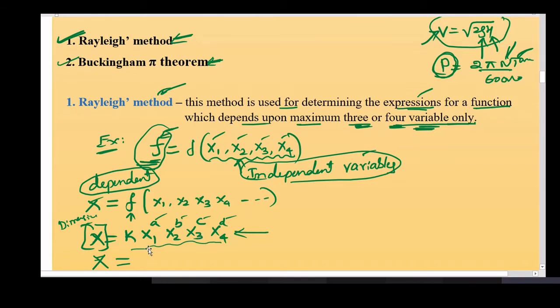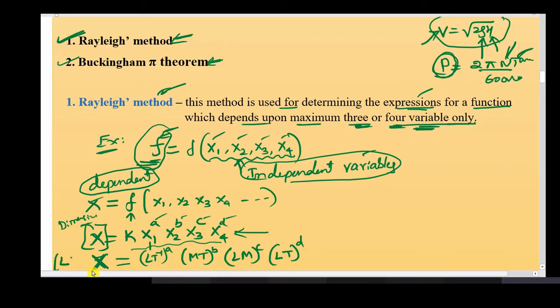So write the dimensions of x1. For example, after writing dimensions, it may be LT to the power minus 1, to the power of a. For x2, you are getting MT to the power of b. For x3, for example, LM to the power of c. For the x4 dimensions, I'm not using the word units, it is dimensions. For x4, for example, M, length and T, to the power of d. So what we have done, you have written the dimensions of all these variables on the right hand side of the equation. Similarly, you write the dimensions of this function x on the left hand side.